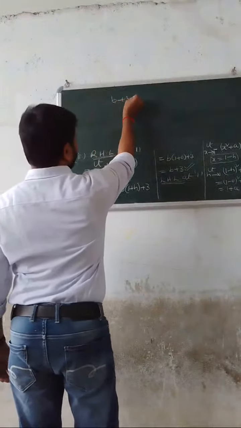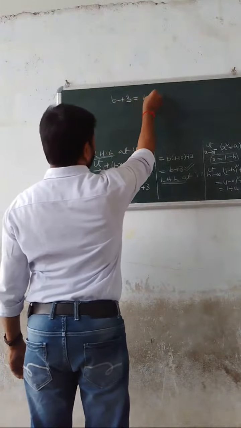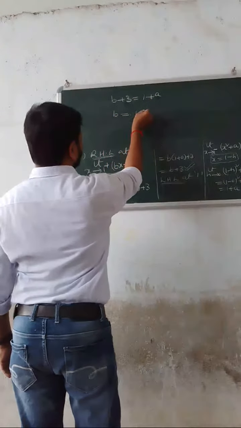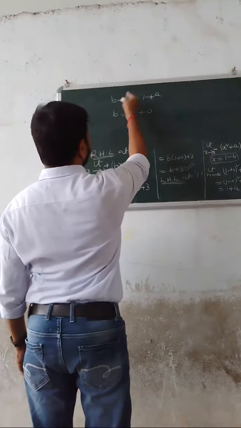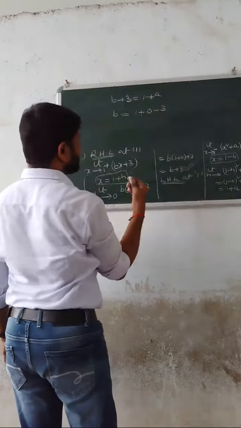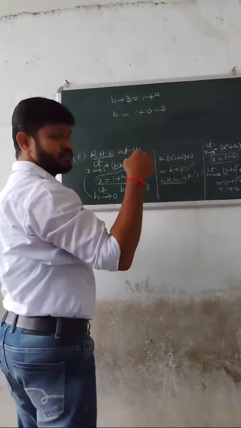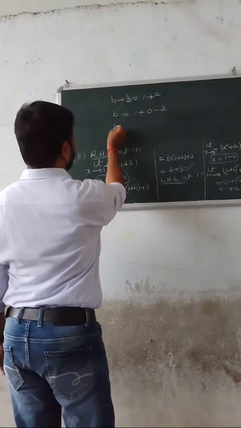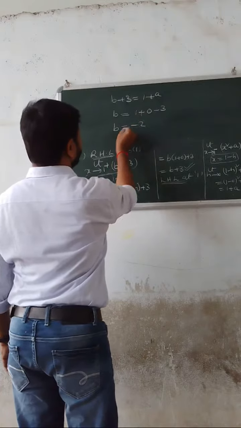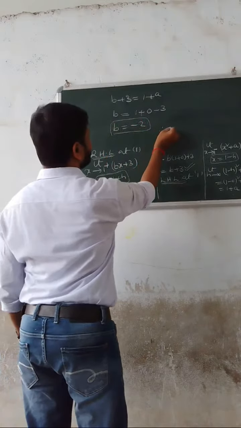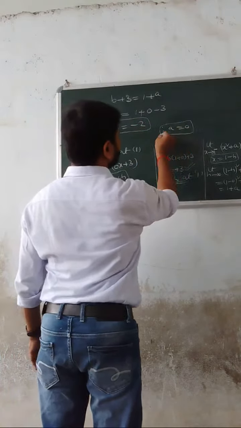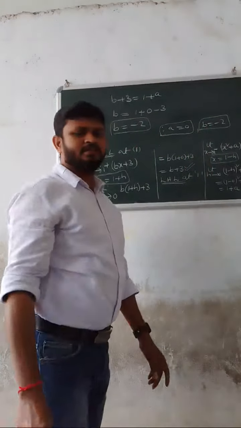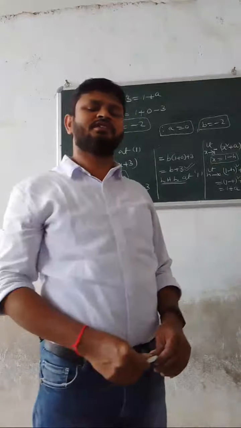b plus 3 is equal to 1 plus a. b is equal to 1 plus a minus 3. Why is a 0? Already, a is equal to 0 in the previous explanation. So here 1 minus 3 is what? Minus 2. Finally the answer is a equals 0 and b equals minus 2. This is the first year explanation.